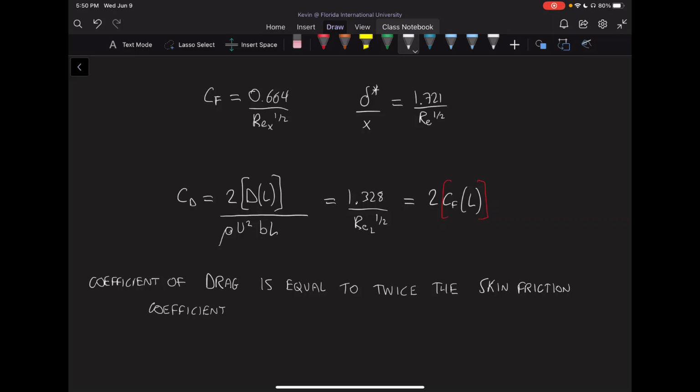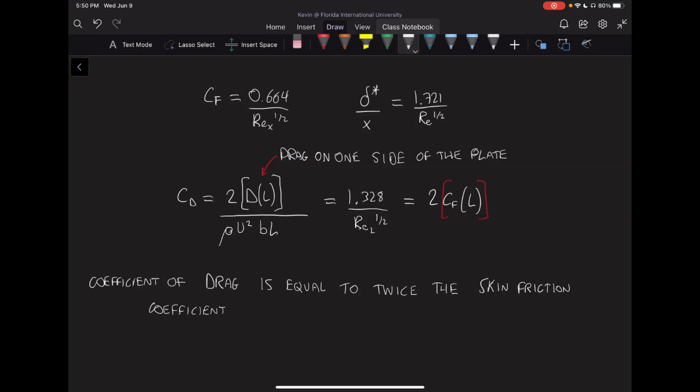Okay, so that can be written out as what we have. Now, the DL here, the drag, is the drag on one side of the plate. So if flow is going on both sides, you would have to double the value. So drag is on one side of the plate.